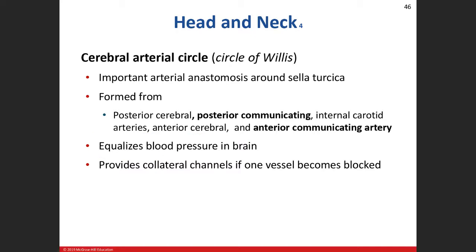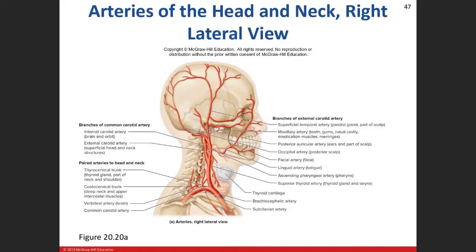So what makes up the circle of Willis? Your posterior, anterior, and internal carotid arteries are going to make up the majority of it, and then we have these smaller arteries called the posterior communicating and the anterior communicating. Wait till you see it. It's easy for me to talk about it, but when you see it, it makes it a little bit easier to understand.